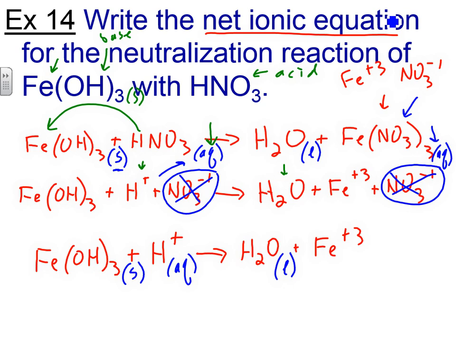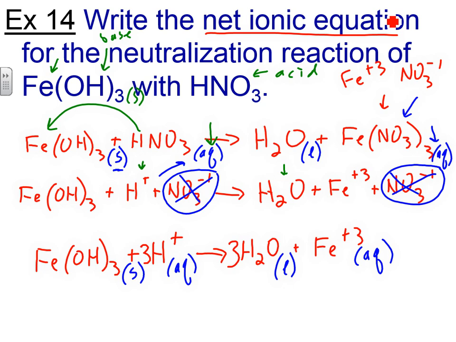Now we do have to make sure we balance the equation. So to balance the equation, it looks like we have 3 oxygens on the left, so we have to have 3 oxygens on the right. That gives us 6 hydrogens. That's 3 there, and I'm going to put 3 more there. So make sure you balance the equation as well. And this is our net ionic equation.